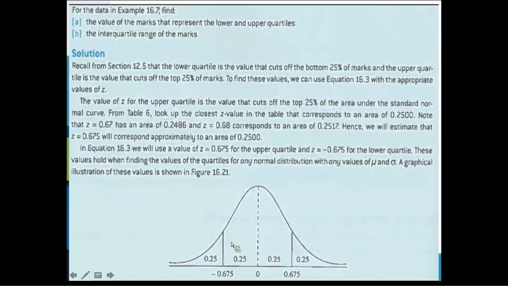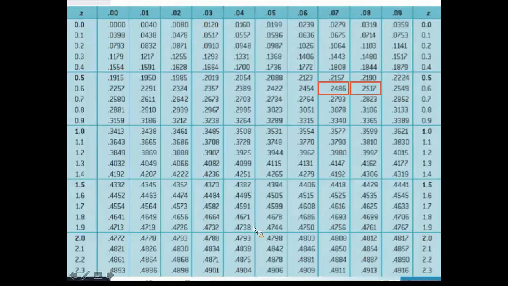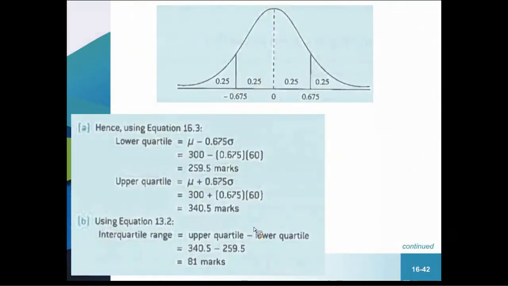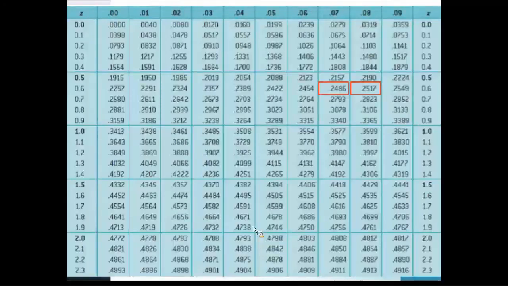So if we can add the mean plus the 0.25 Z score, and the mean minus the 0.25 Z score, we'll be able to find the results, if you like. I'm just trying to work out the value of marks. Okay, just check with me.